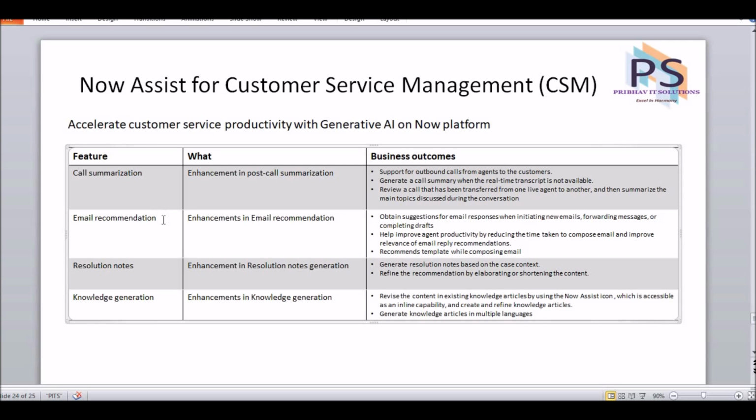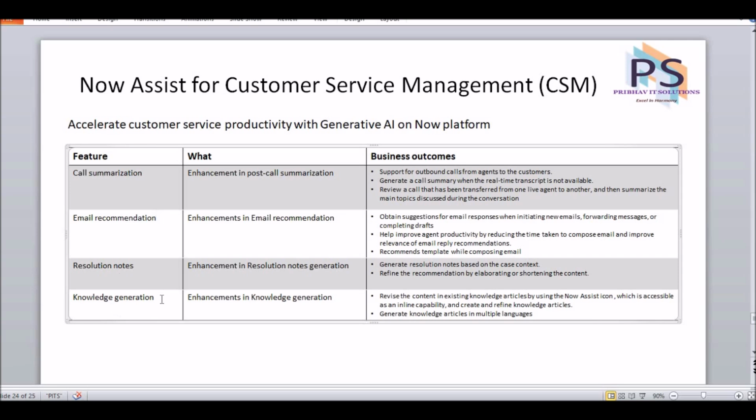Email recommendation. If we are getting an email from the customer and we want to reply to it, Now Assist will automatically write the body based on the question asked by the customer, and it will try to take the help of the knowledge articles to do that. It will take help from the details it has in the same case and other related cases as well. So it will put some recommendations in the body of the email, and the agent can quickly review it and submit it to send to the customer. That's a very effective way where the agent need not type everything manually.